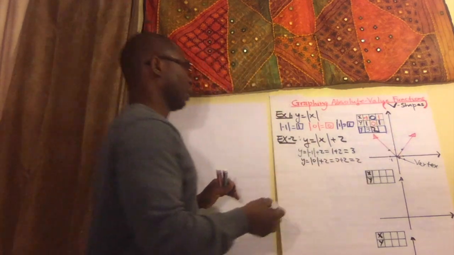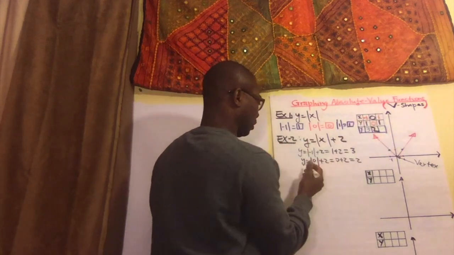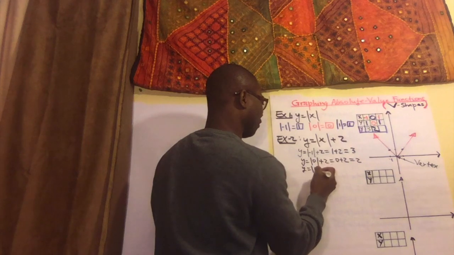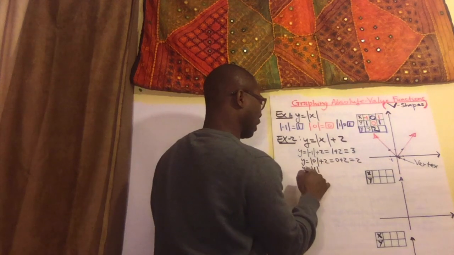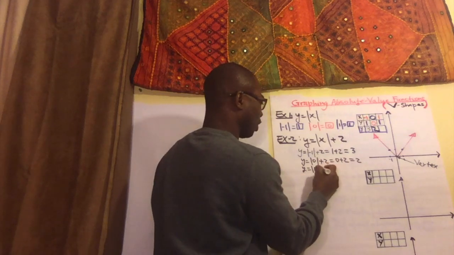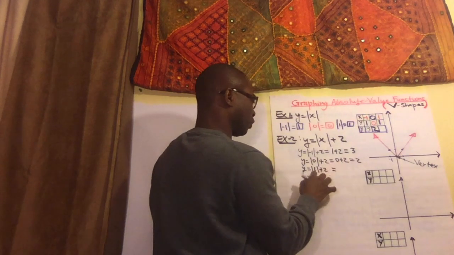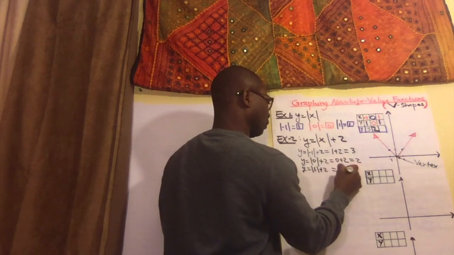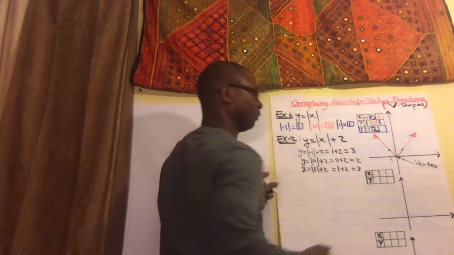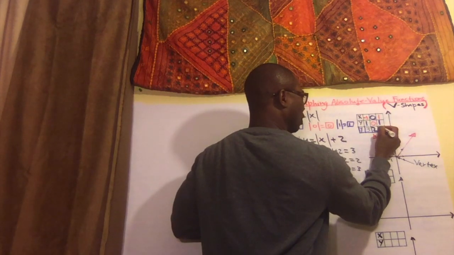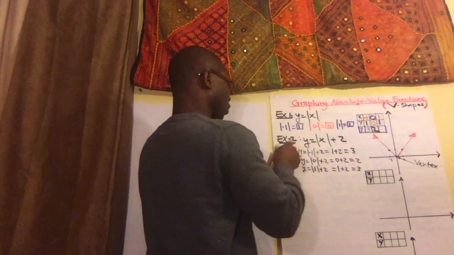Okay. Now the last one, let's plug in 1. When x is equal to 1, then we have y equal to absolute value of 1 plus 2. What is absolute value of 1? It's 1, plus 2 is 3. Okay? So at 1, we get y equal to 3. I'll use the same green one.